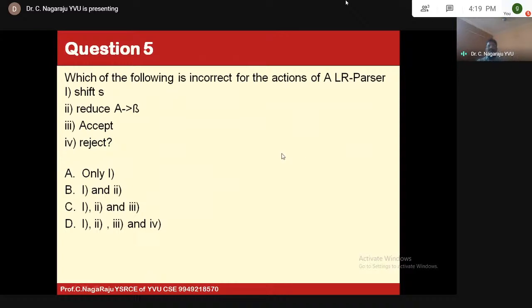So the answer for the fifth question is C. Shift is correct, reduce A to beta is correct, the accept function is correct, and there is no reject; there is error. So 1, 2 and 3 are correct and 4 is not correct. When you design the parse table, it contains the actions shift, reduce, accept, and error.